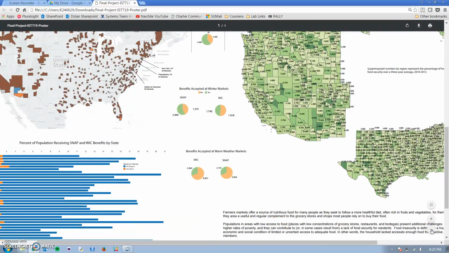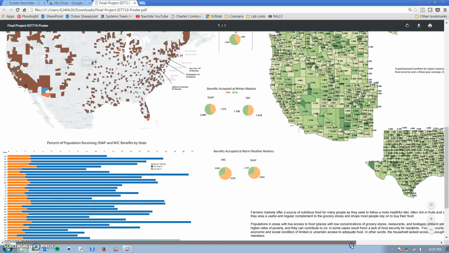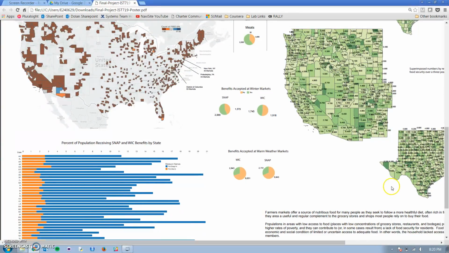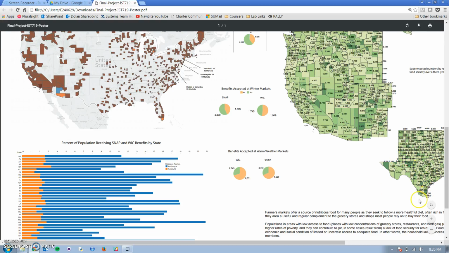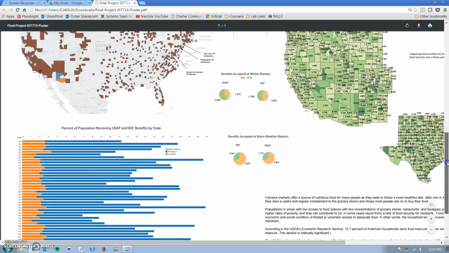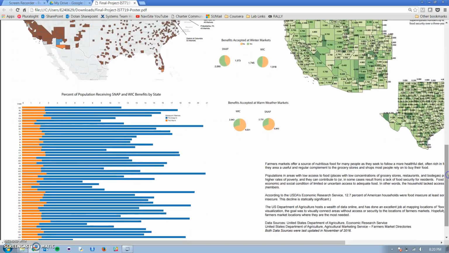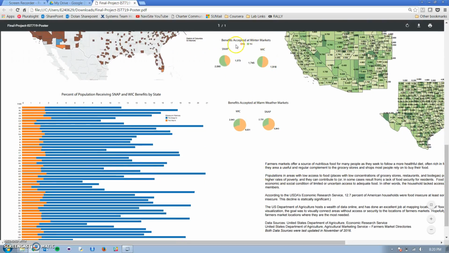And then I got sort of into the access and insecurity portion of my visualization work. It's been talked about a lot during the election, but the availability of assistance for food programs is definitely a hot debate topic. And so I wanted to do a brief examination of the prevalence of those benefits in different states. Generally, SNAP and WIC are about half and half during the warm months at warm weather farmers markets.